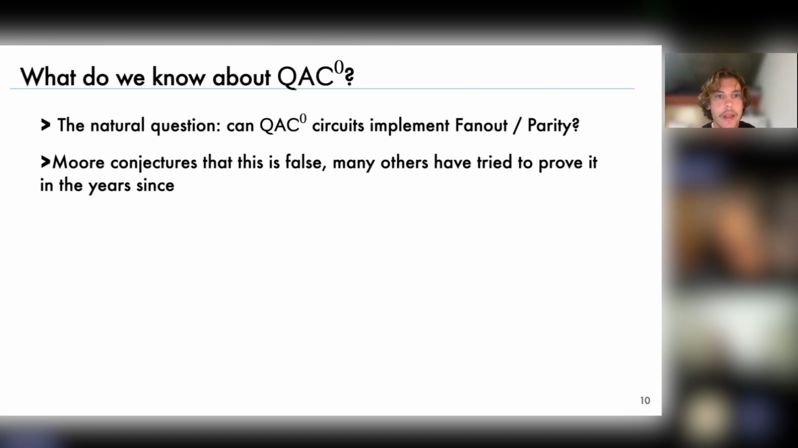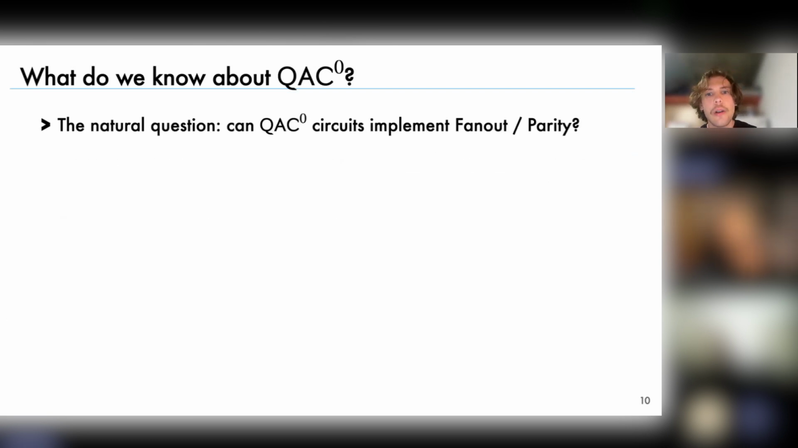Great. Okay. So the first question Moore asked about this class QAC0 is whether or not it can implement fan-out or parity. And so this would sort of mirror the celebrated result that classical AC0 could not compute parity or fan-out. In fact, Moore conjectures that QAC0 cannot compute parity, just as in the classical case.